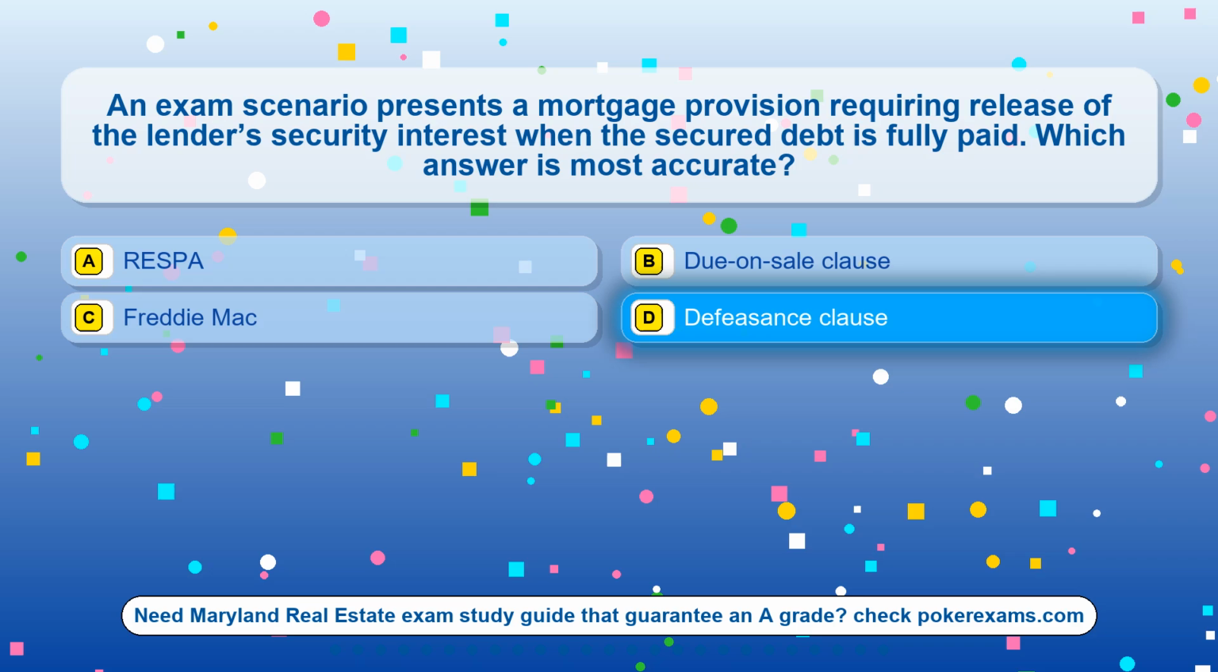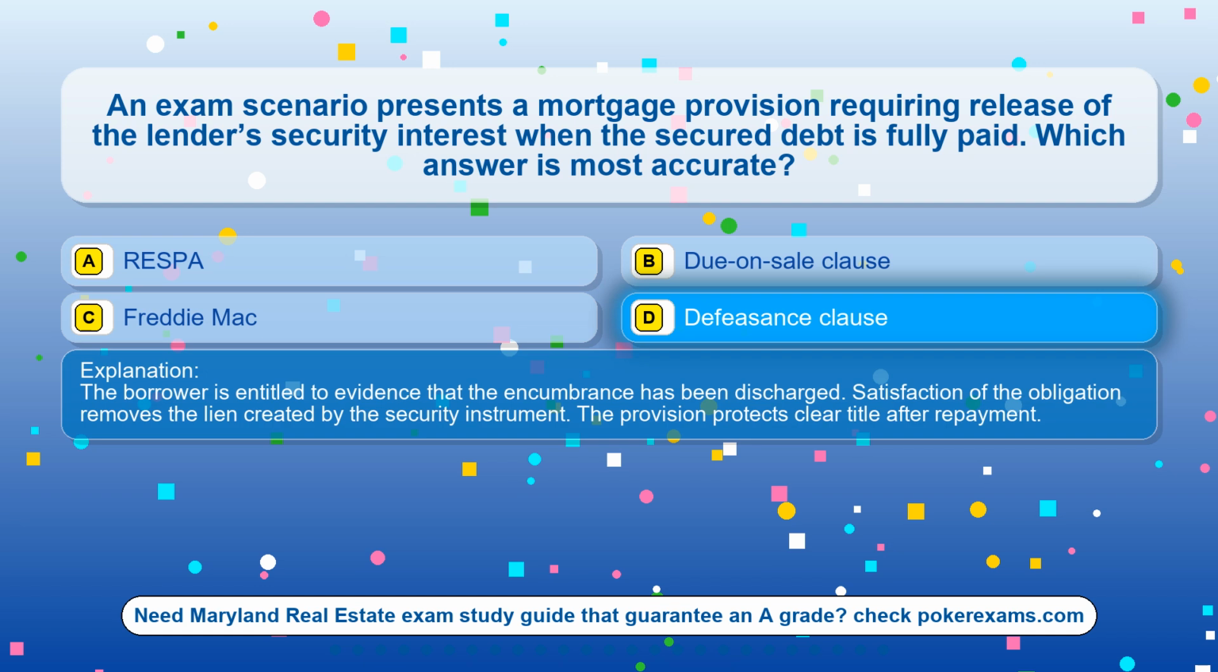The correct answer is option D, defeasance clause. The borrower is entitled to evidence that the encumbrance has been discharged. Satisfaction of the obligation removes the lien created by the security instrument. The provision protects clear title after repayment.